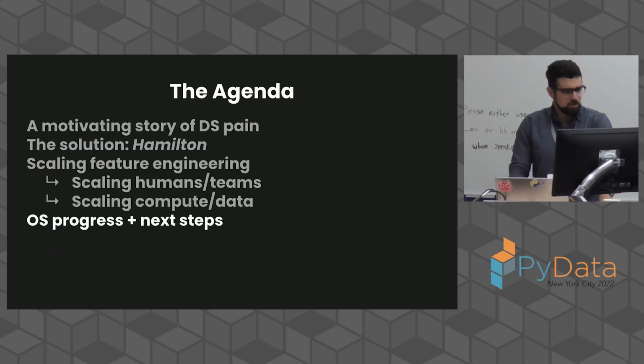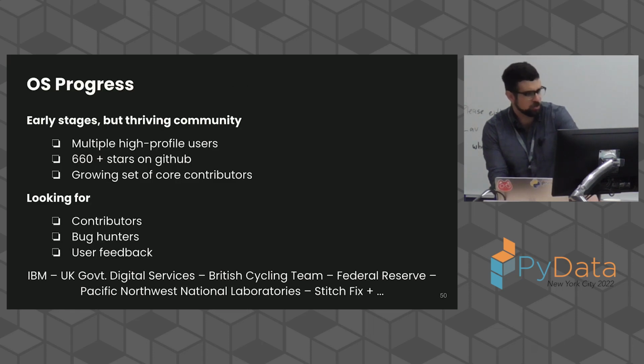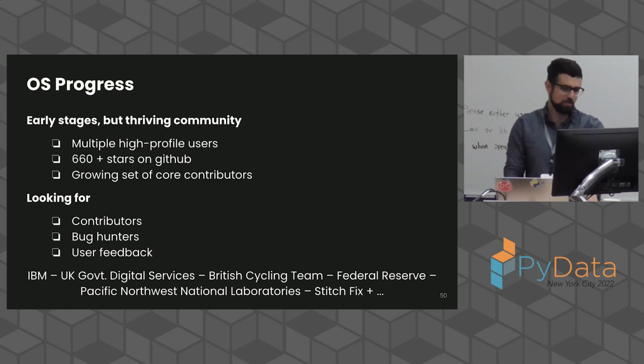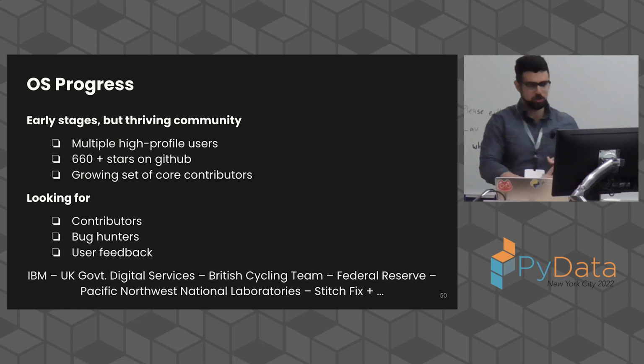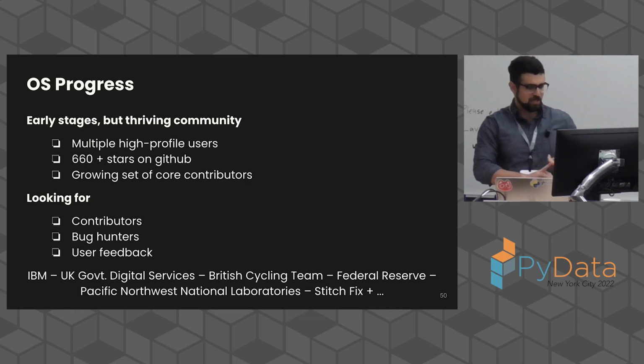All right, so to wrap up, let's talk a little about open source progress and next steps. It's in early stages of a very thriving community. So multiple high-profile users. We've got IBM, UK Government Digital Services, the British Cycling Team, which is awesome because I'm a cyclist, I really like that. The Federal Reserve, Pacific Northwest National Laboratory, Stitch Fix, and a bunch of others.